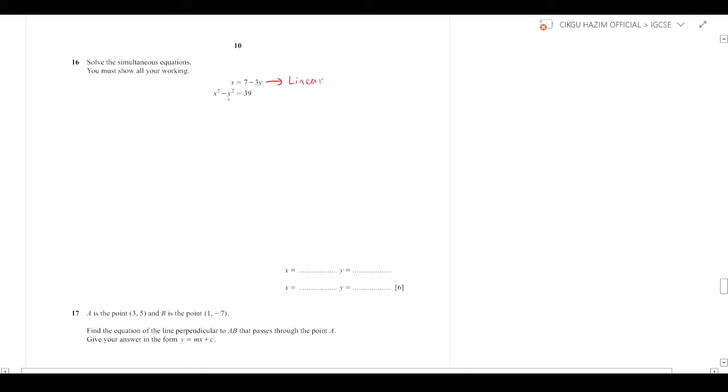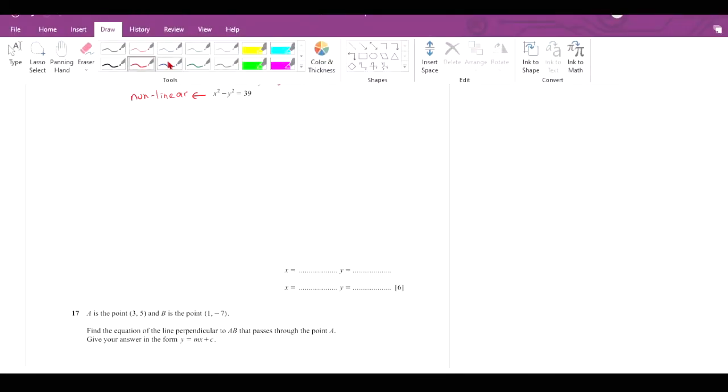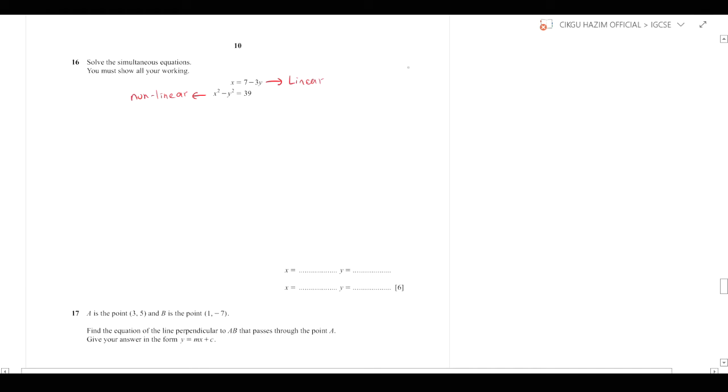And x squared minus y squared equals 39. This, we call it a non-linear equation. What kind of non-linear? You don't really need to know about it. So in this simultaneous equation, always remember to substitute the linear into the non-linear. Always remember this tip, if not, you're going to get the answers wrong.